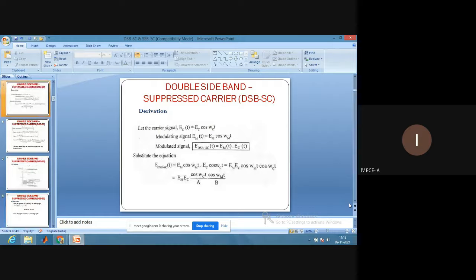Let us discuss the mathematical derivation for this double sideband suppressed carrier modulated signal. The carrier signal is represented as e_c(t). The modulating signal is mathematically represented as e_m(t). The double sideband suppressed carrier modulated signal is represented as e_DSB-SC(t). Substituting the values of e_c(t) and e_m(t) in the modulated signal, we'll get E_m E_c cos ωc t into cos ωm t.